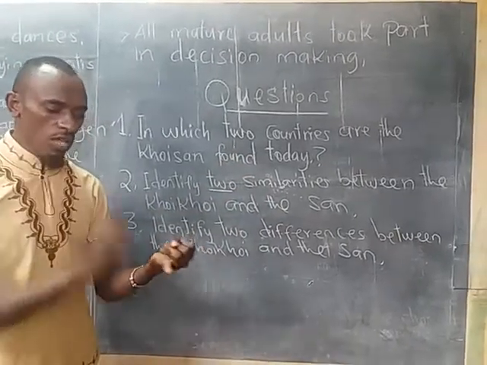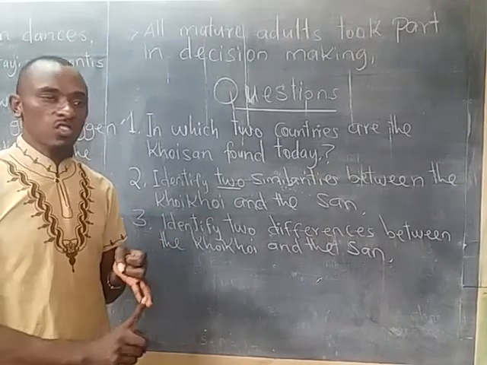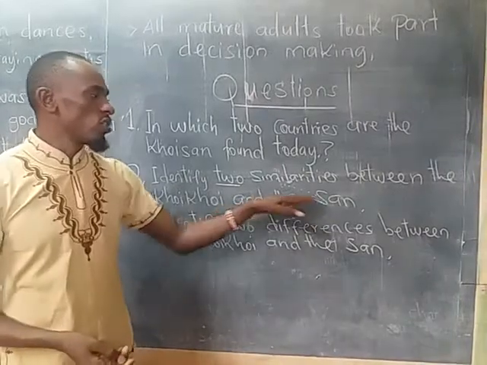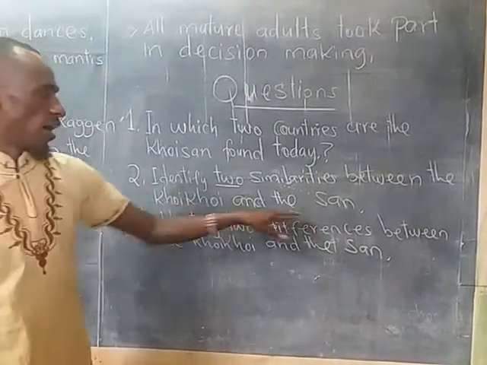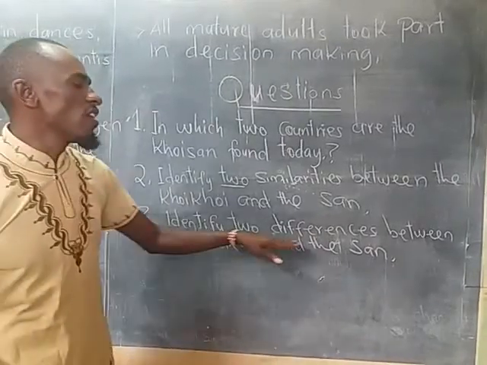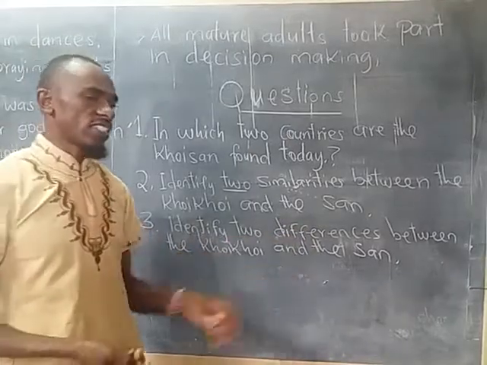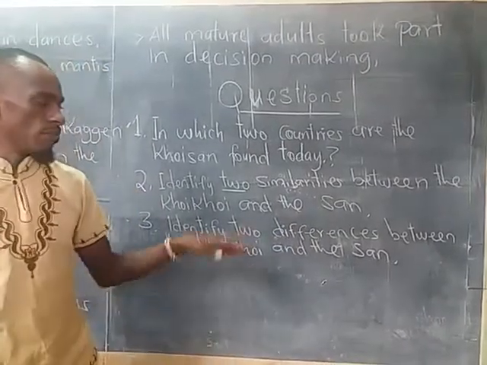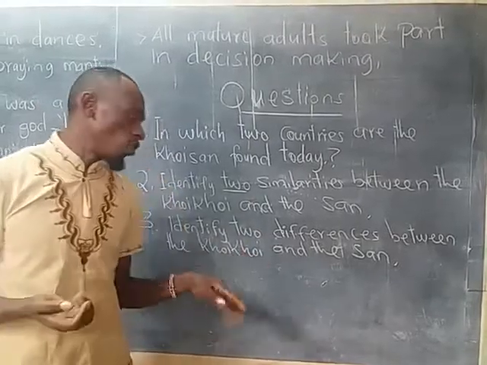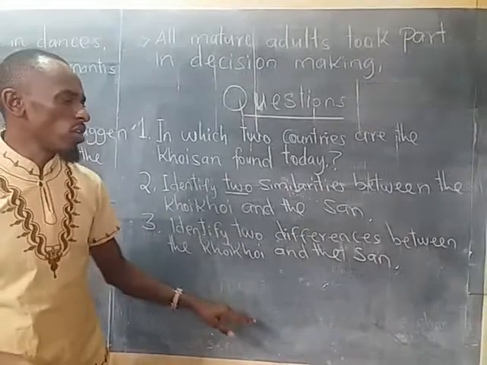In political organization, how are they similar? In social organization, how are they similar? You should identify two or more similarities. Then identify two differences between the Khoikhoi and the San. How are they different? Maybe the economic activities were different, maybe the political organization, maybe the social. So identify two or more differences between the Khoikhoi and the San.